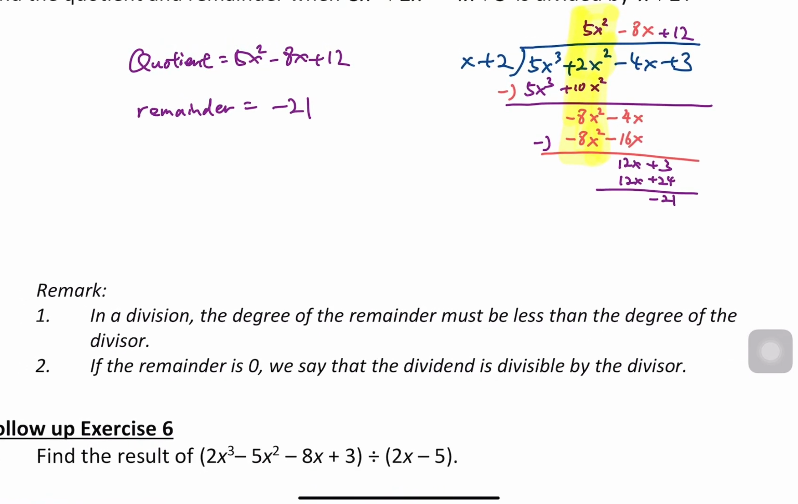And here are two remarks. Remember, you must check the degree of the remainder. It must be less than the degree of the divisor. The second, if the remainder is equal to 0, we will call the dividend divisible by x plus 2. That means x plus 2 is a factor of the dividend.